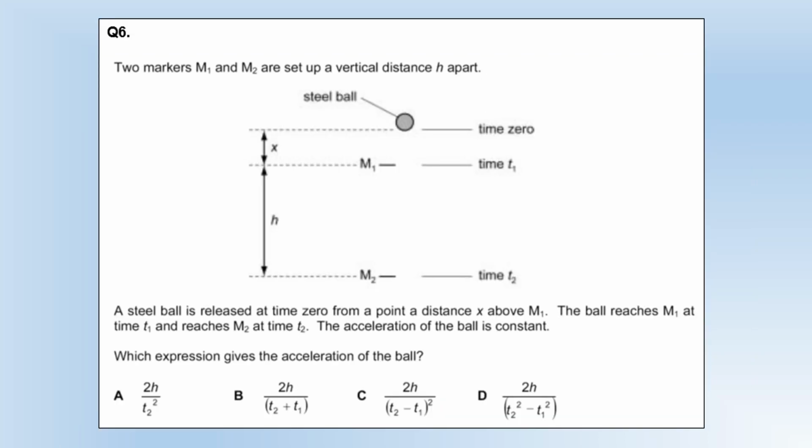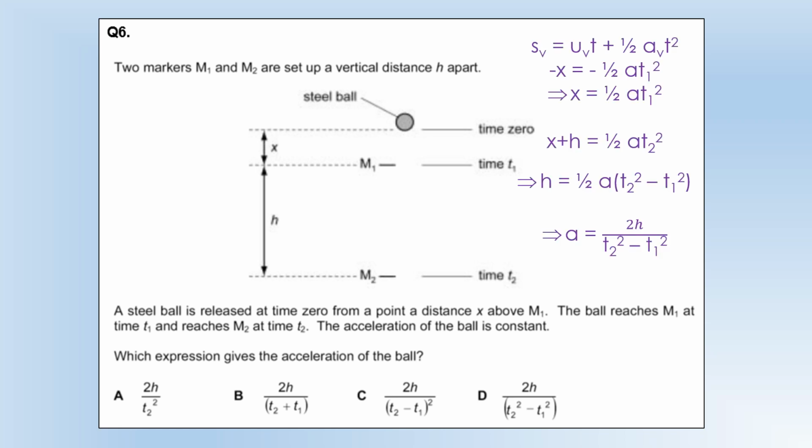So two markers M1 and M2 are set up a vertical distance h apart. The steel ball is released at time equals 0 from a point x above M1. The ball reaches M1 at a time t1. It reaches M2 at time t2. The acceleration of the ball is constant, which gives an expression for the acceleration of the ball. So what I'm going to do is look in the vertical direction and use the fact it starts from rest.